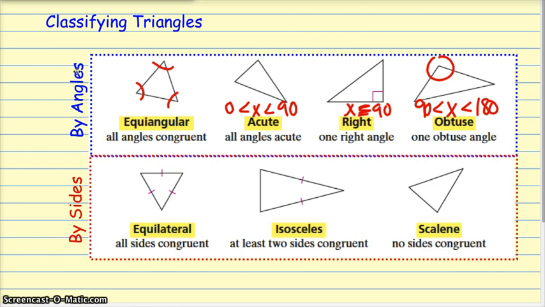You can also classify by sides, which is why we have the word equilateral. Equiangular triangles and equilateral triangles will be pretty much the same thing, but when we're talking about sides, lateral. When we're talking about angles, angular. Isosceles, two of the sides are congruent, they're marked. Scalene, no sides are congruent, so no sides are marked.